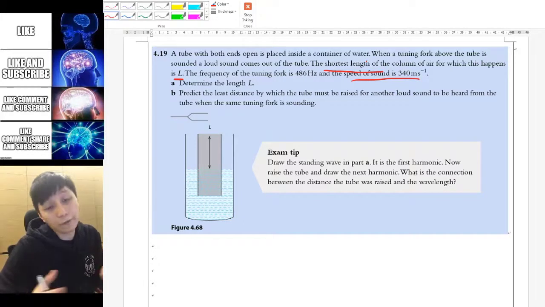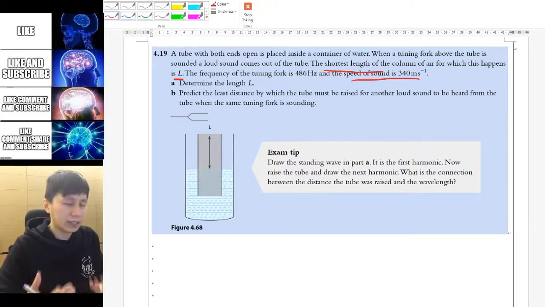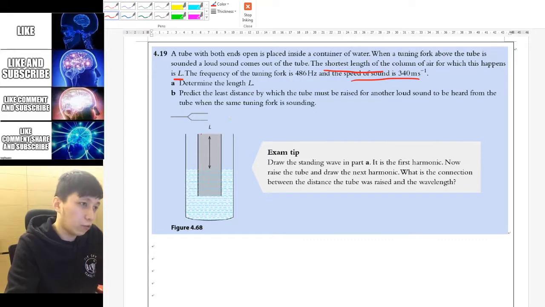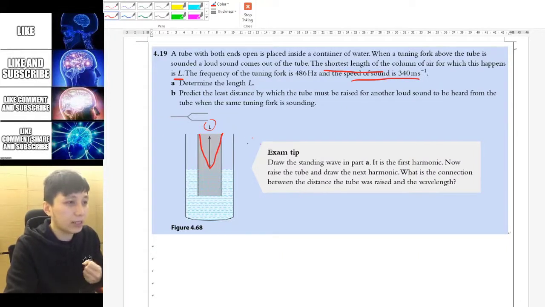So the best way of finding it, like I always say, whenever you're dealing with a stationary wave question, is to draw the diagram. For the one that you have here, which is already drawn, L, you should have the first harmonic, where the envelope will be like this. And once again, this L will equal a quarter of lambda.